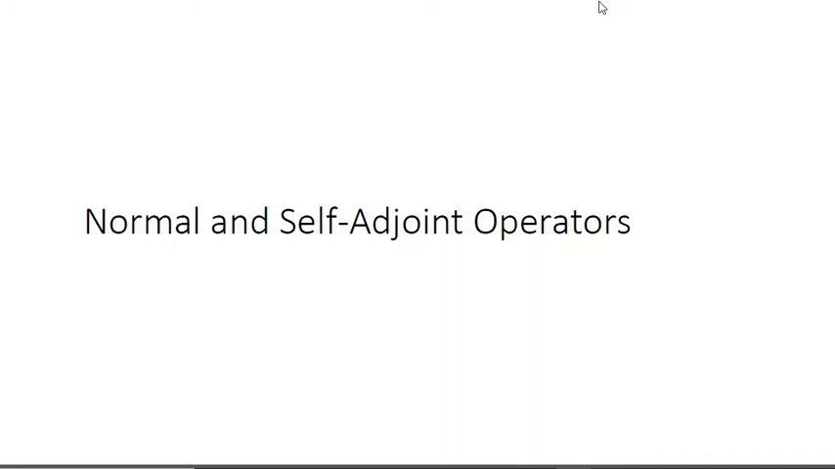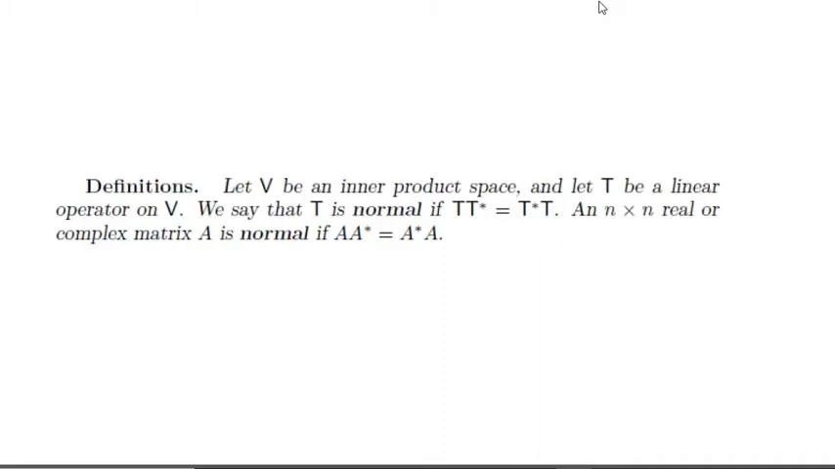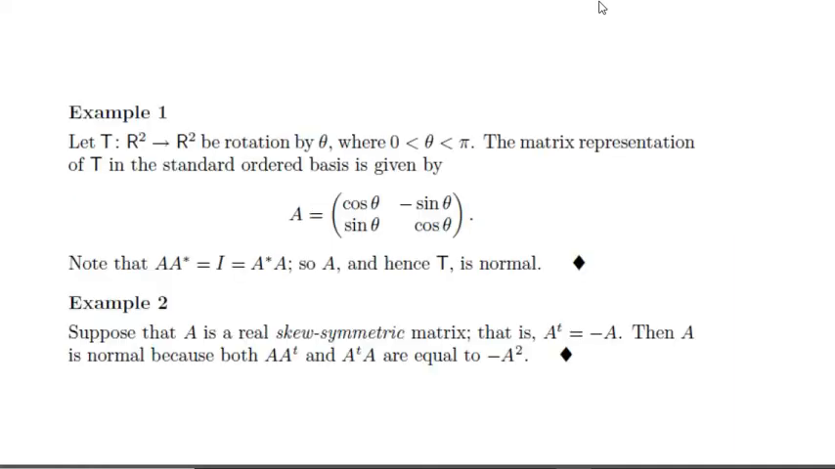Next we come to the normal and self-adjoint operators. Let V be an inner product space and T be a linear operator on V. Then we see that T is normal if T T star is equal to T star T. And any real or complex matrix A is normal if A A star is equal to A star A. We can see in this example, whenever you have T defined from R2 to R2 and the matrix representation comes out to be cos theta, minus sin theta, sin theta, cos theta, you see that A A star is equal to A star A, so T is normal.